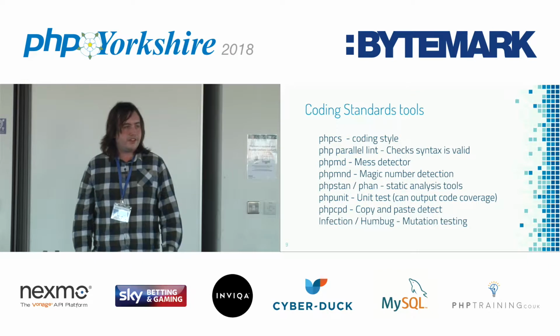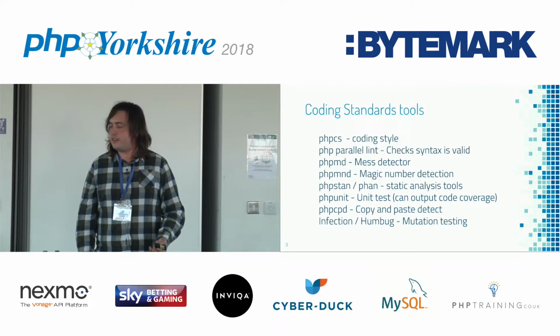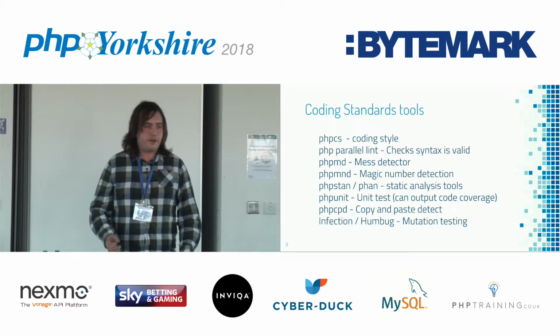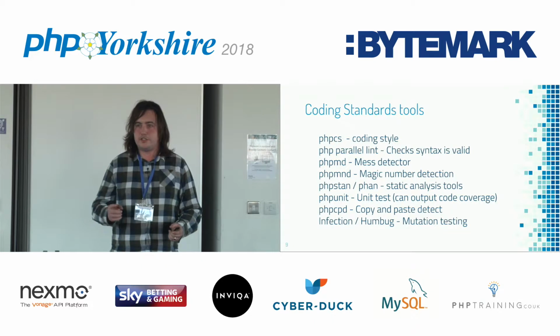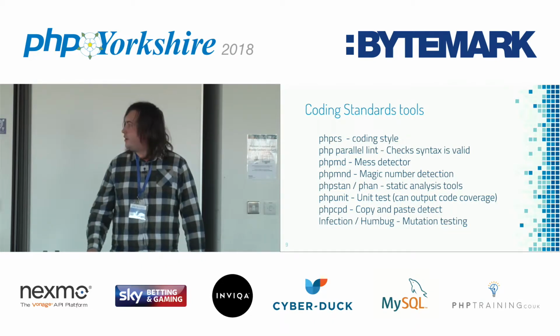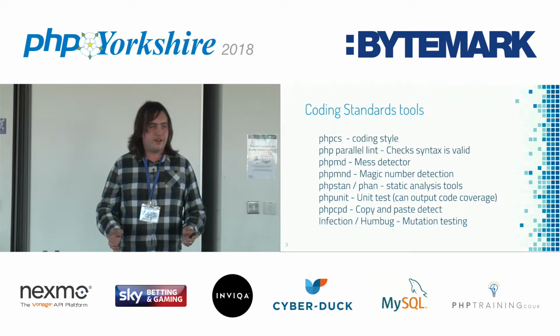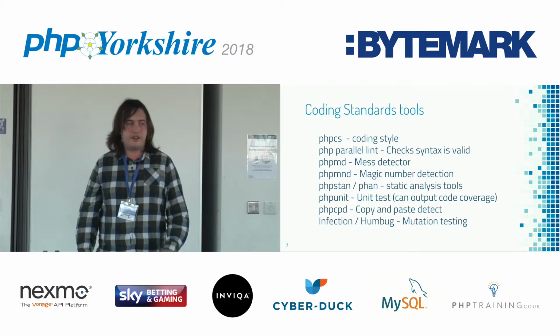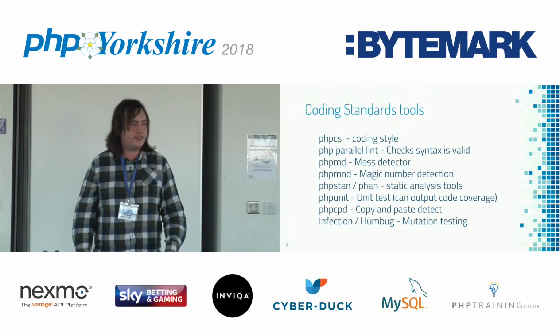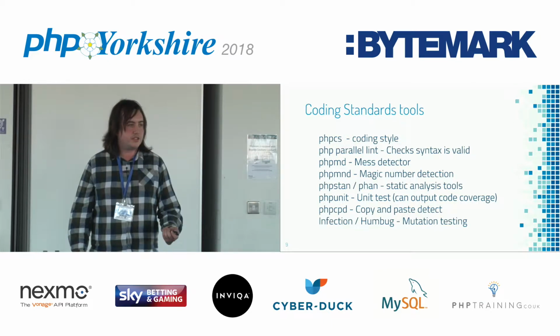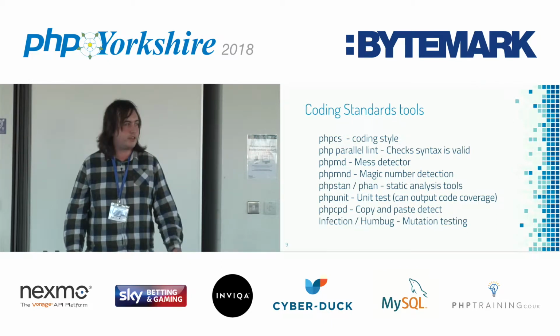Infection and Humbug. These ones are mutation testing. So when you've got a good suite of tests, these change your code subtly. So if you've got variable 1 plus variable 2, it'll change it to variable 1 minus variable 2. Or if you're incrementing a number, it'll decrement a number, or it'll change the visibility of the method from like public to protected, to see if that breaks it. If your unit tests pick it up, then you've killed the mutant, and if it doesn't, then the mutant's escaped, then you need to change your code because there's potentially a bug that's hiding in there.